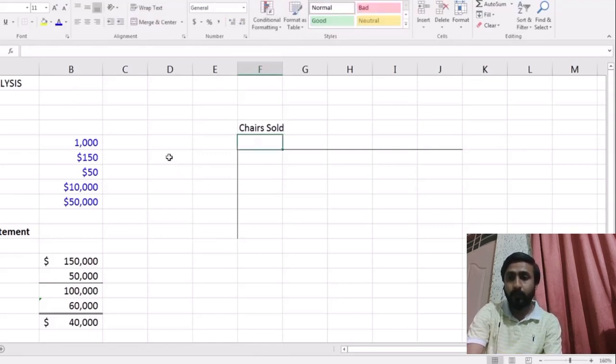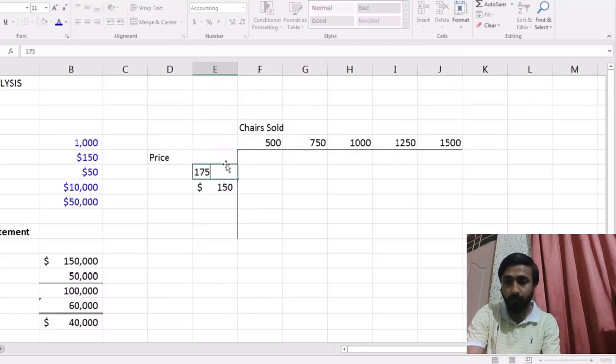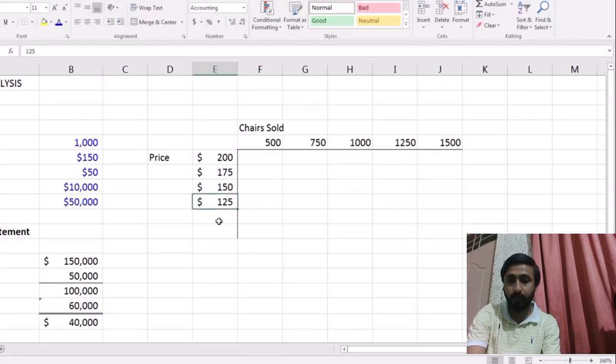And so we start here, and along the row axis I want to do chairs sold. Here's where we are going to look at different numbers of units, and along the columns we're going to do the price of the chair. So for chairs sold, the midpoint, let's do 1,000, and for the price midpoint let's do 150, because that's what our current model has for assumption. But I want to look at higher price points for the chair, so let's make this 175, and this 200. And as we have lower price points, you will see probably more chairs.